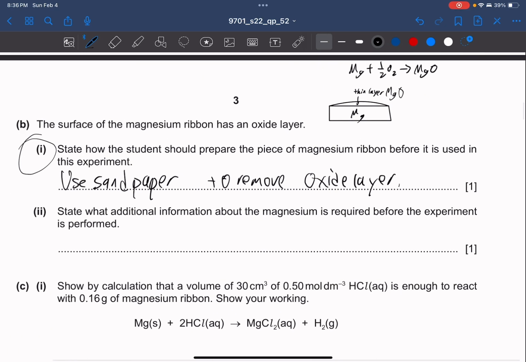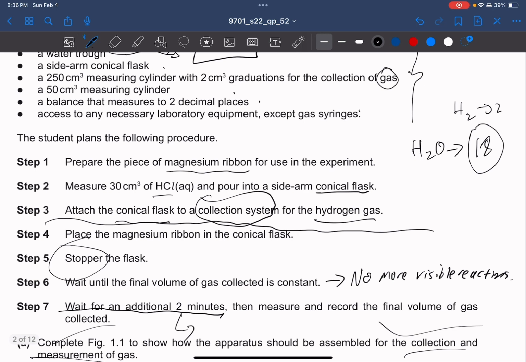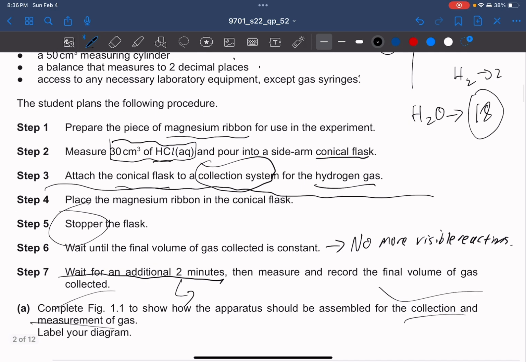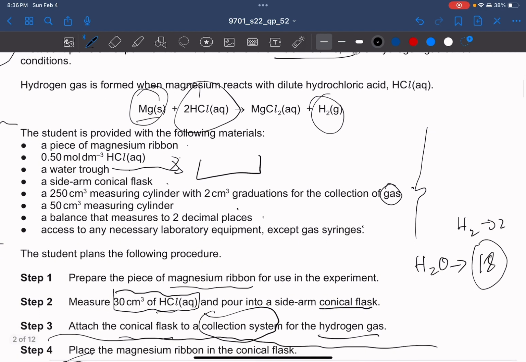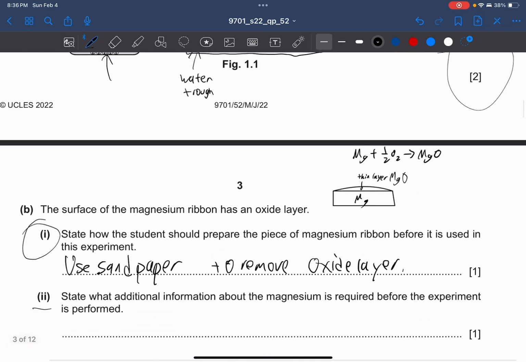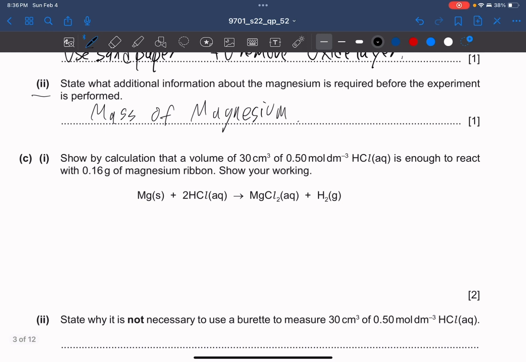All right. So the second part is going to be: state what additional information about magnesium is required before the experiment is performed. I think probably because we know the volume of hydrochloric acid that's being used, but we do not know the mass of magnesium that's being used. So we are going to need the mass of magnesium.